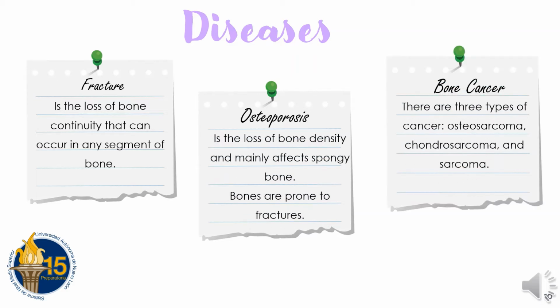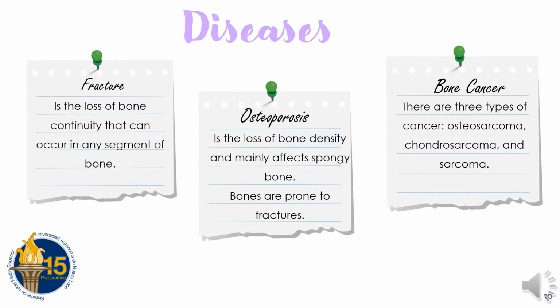To finish with the skeletal system, we are going to talk about the diseases that can affect it. The first one is the fracture, which is defined as the loss of bone continuity. It can occur in any segment of the bone. Fractures can be partial or complete, and also if the skin that covers the fracture is injured, it is said the fracture is open or exposed.